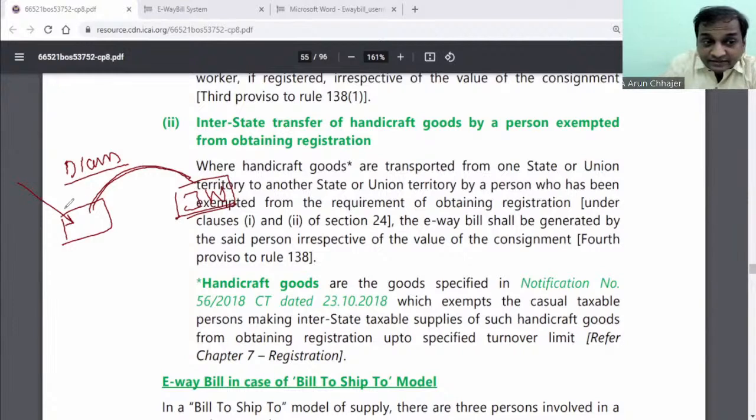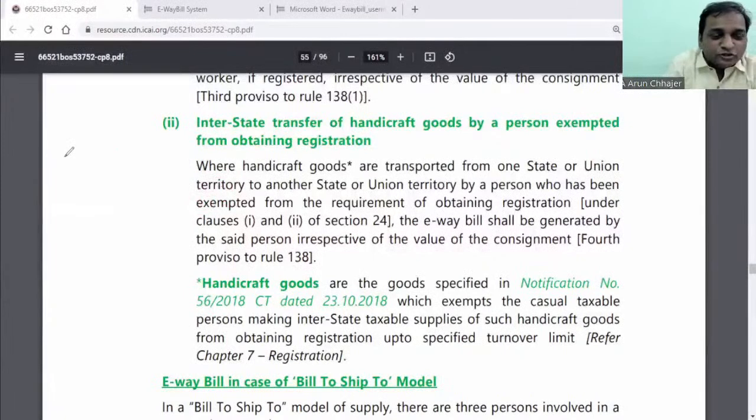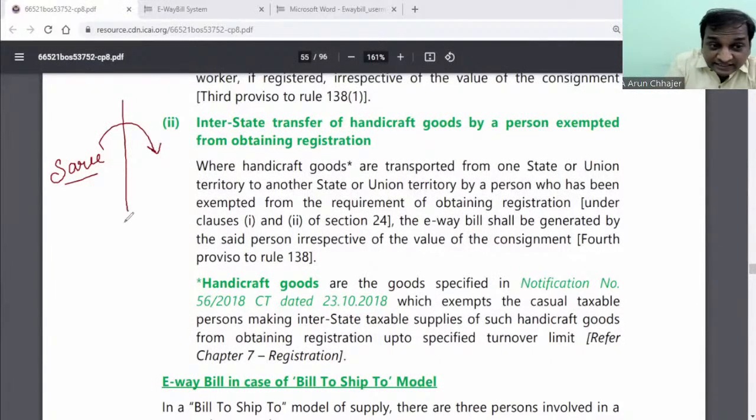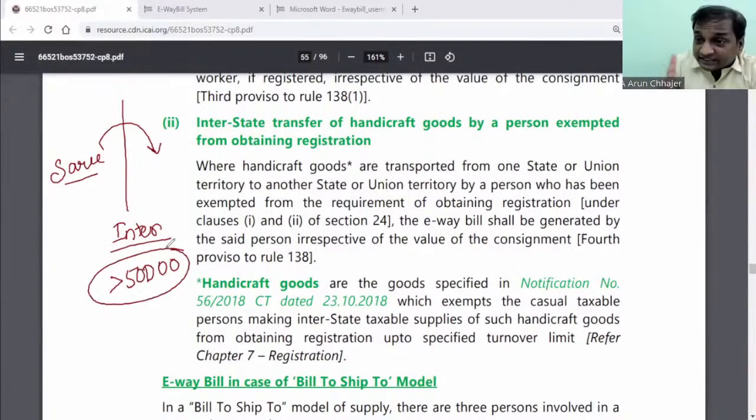In that case, you are moving the goods. If the value is 50,000, then you need to prepare the e-way bill. So the diamond example is not correct. Let's take another example. Suppose you are doing the business of sari, and it needs embroidery work. So you are sending the goods to the job worker for the purpose of embroidery. If it is interstate, then you will need to generate the e-way bill when the goods are greater than 50,000.